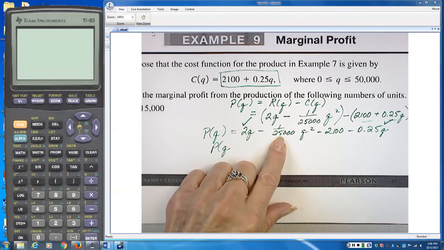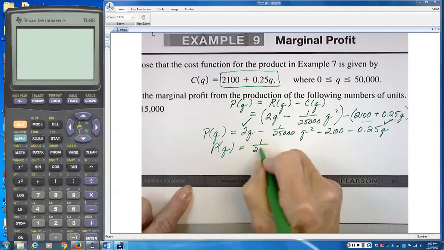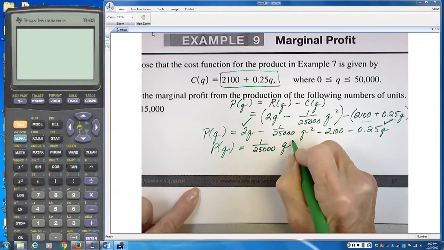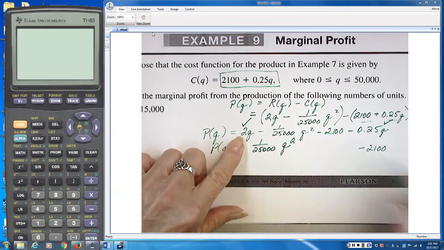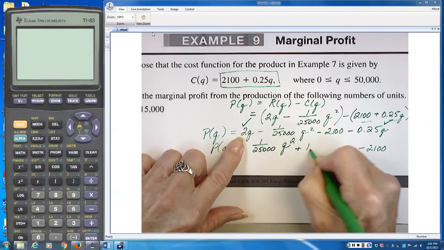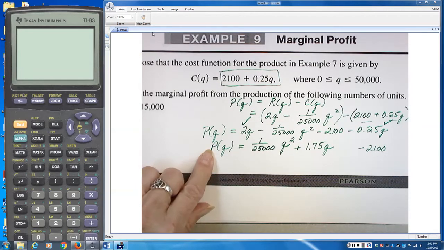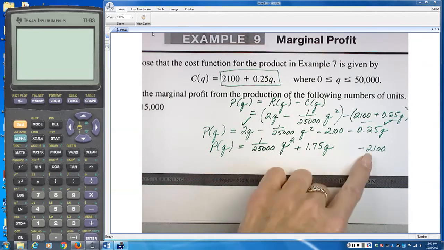And when we put these two together, this is going to be a quadratic equation, and normally we want to see the quadratic term first. So I'm going to put this down here first: 1 over 25,000 Q squared. And out here at the end, I'm going to put the minus 2100. And then 2 minus 0.25 is 1.75. So the profit for selling Q units is 1 over 25,000 times Q squared plus 1.75 times Q minus $2,100.